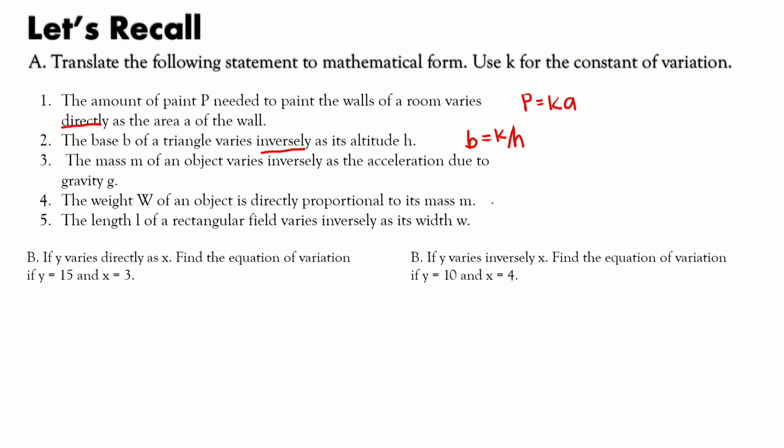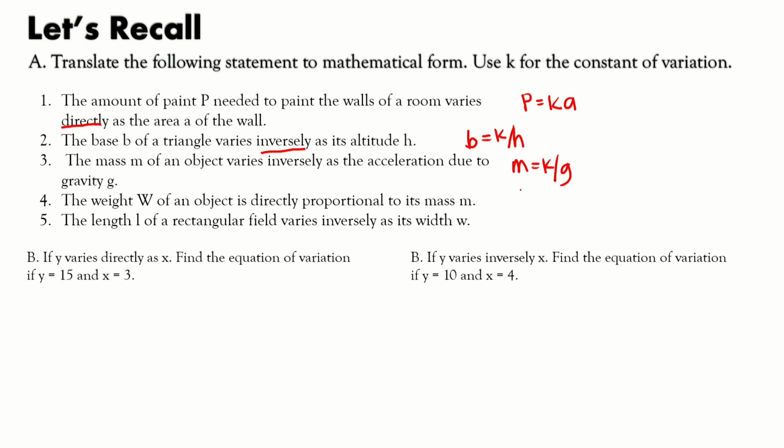Next, number 3. The mass m of an object varies inversely as the acceleration due to gravity. Again, number 3 is an example of inverse variation. So if we write this in mathematical equation, that is m is equal to k all over g.